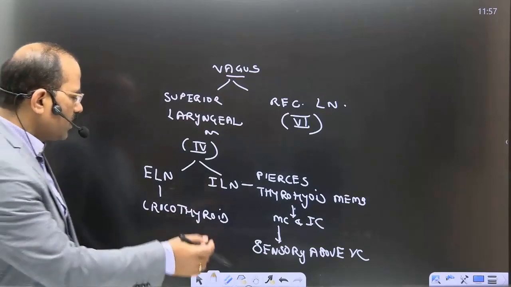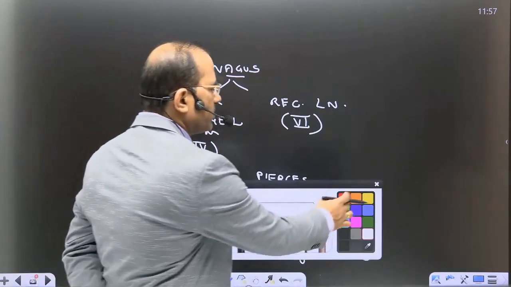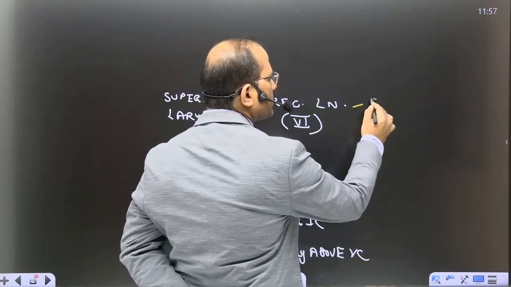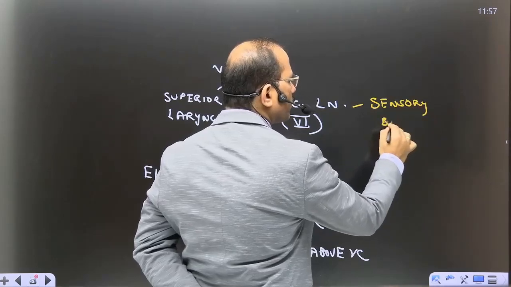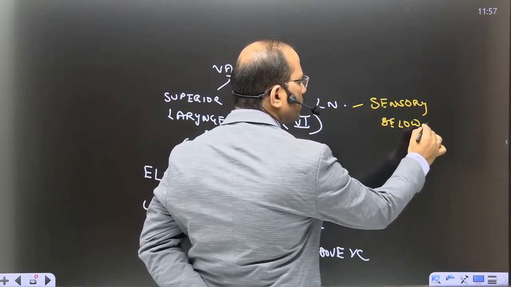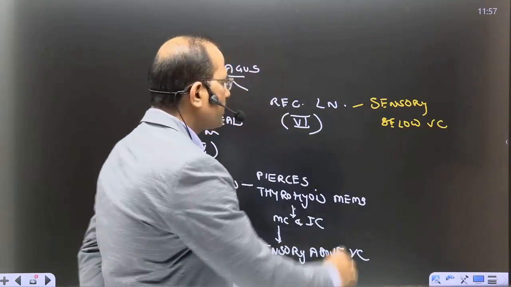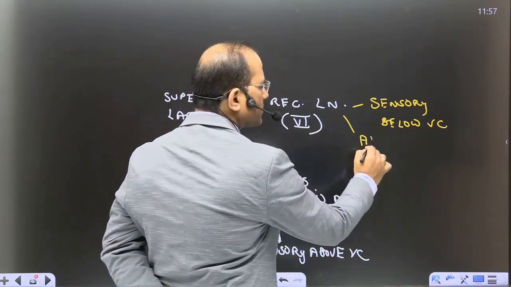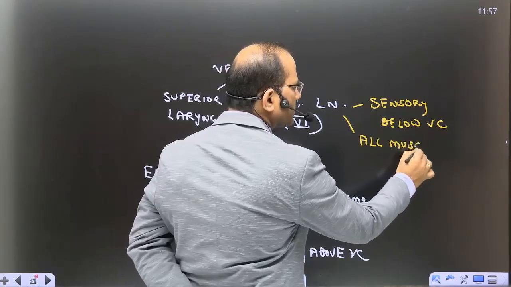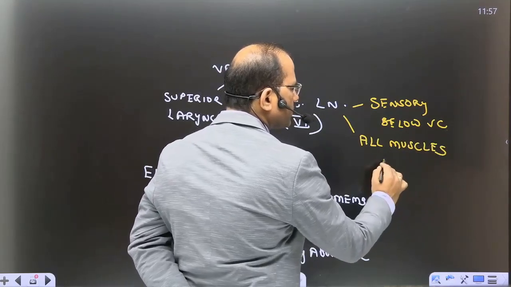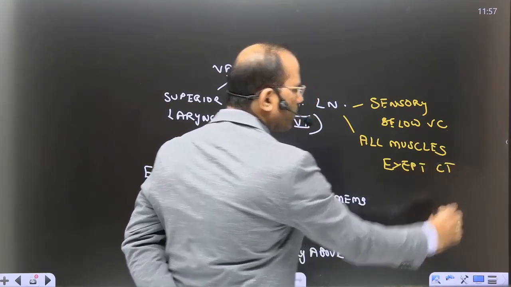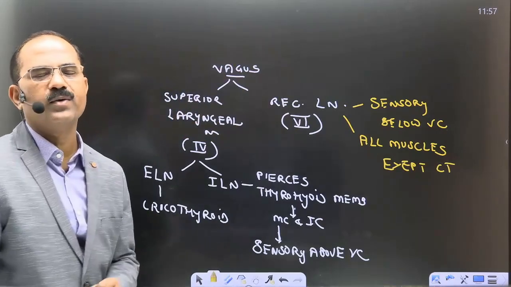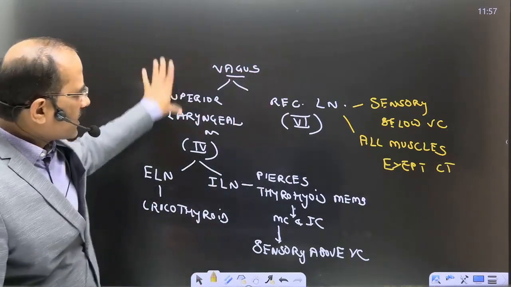Fine. Now what does the recurrent laryngeal nerve do? Recurrent laryngeal nerve supplies the sensory supply below the vocal cords. And it supplies all the muscles of the larynx except the cricothyroid. Clear? So that's a flowchart of vagus.